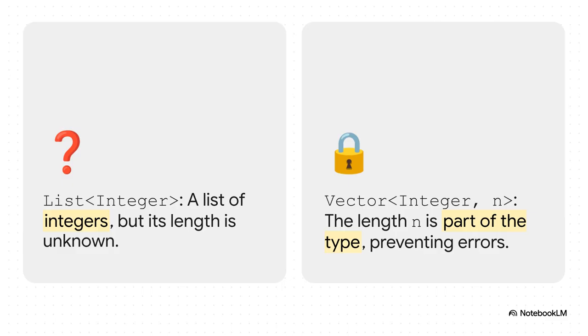And this is where it all clicks. Let's make this real. On the left, you've got your standard list of integers. Your type system knows it's full of integers, sure, but it has no idea how many. 0? A million? It doesn't know. But look at the right. A vector's length, which we'll call an n, is baked right into the type itself. This means if you write a function that needs two vectors of the exact same length, you're guaranteed to get them. If you try to pass in vectors with different lengths, your code won't even compile. Boom! An entire category of bugs just vanishes.